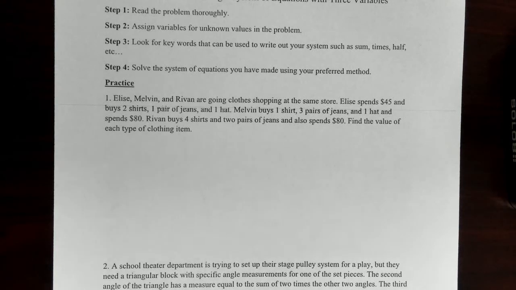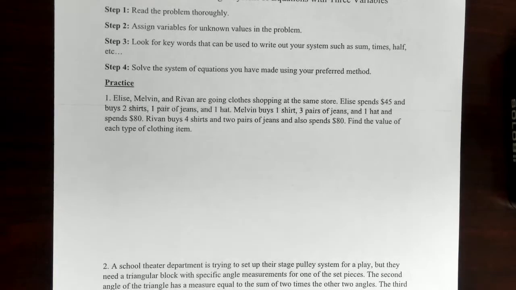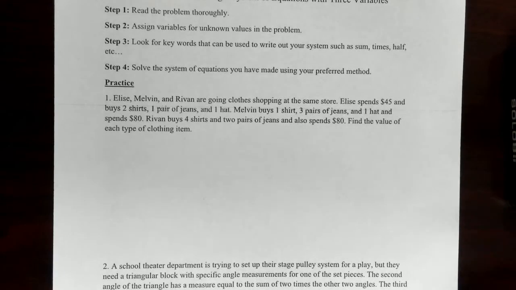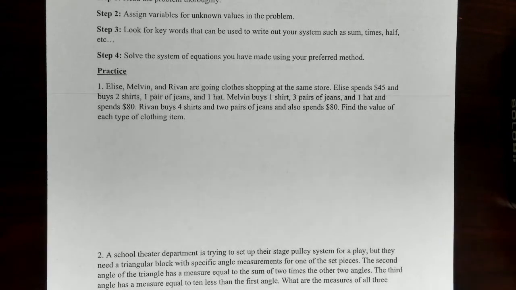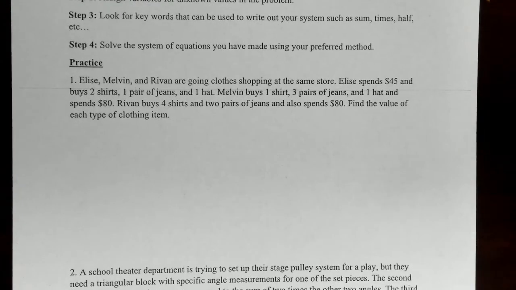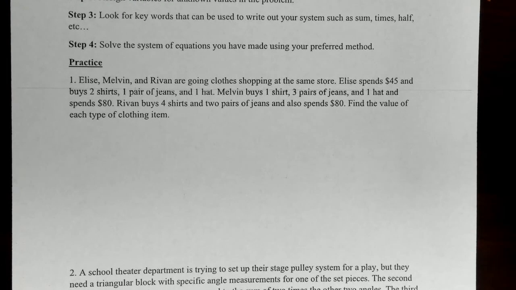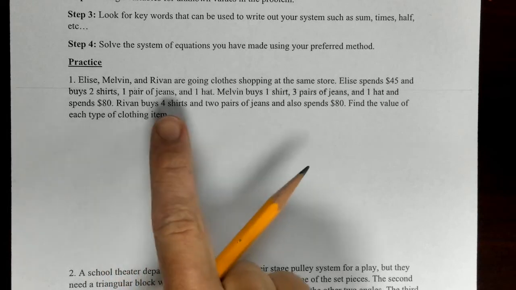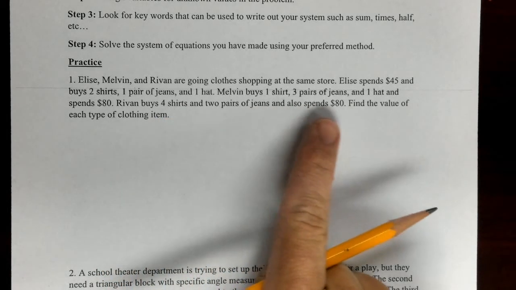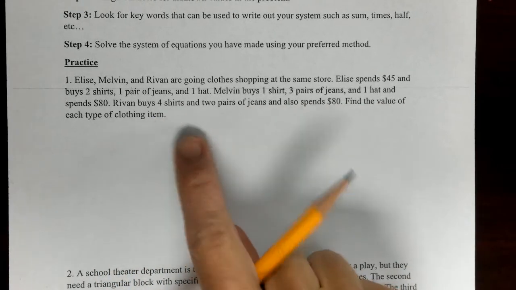Alright gang, let's look at some word problems for our three variable systems of equations. Looking at number one, we've got Elise, Melvin, and Riven. They're going clothes shopping at the same store. Elise spends 45 bucks. She buys 2 shirts, 1 pair of jeans, and 1 hat. Melvin buys 1 shirt, 3 pairs of jeans, and 1 hat. Spends 80 bucks. Riven buys 4 shirts, 2 pairs of jeans, and also spends 80 bucks. Find the value of each type of clothing.